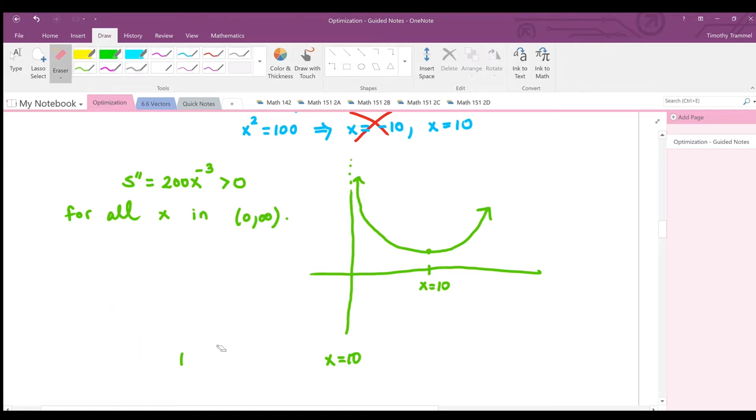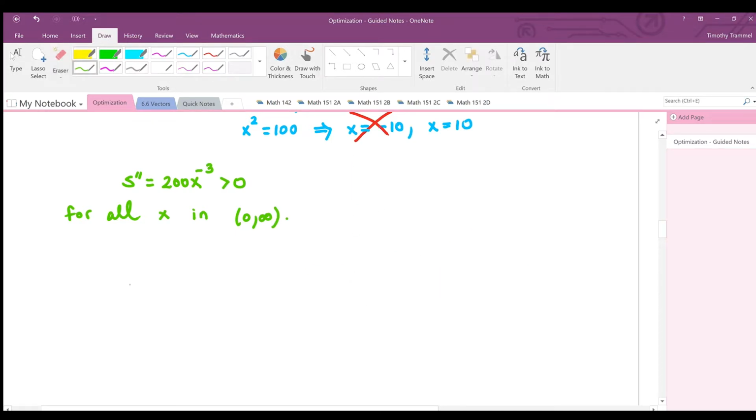So that's what I'm going to write here. Let me get rid of all this extra stuff here. Thus, we have an absolute minimum at x equals 10.